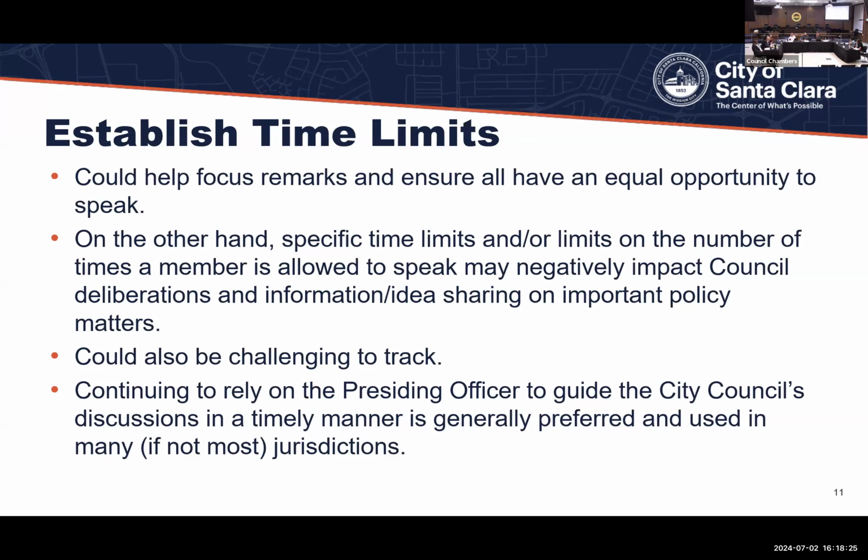The alternative to that, and really what I think most jurisdictions follow, is just continuing to rely on the presiding officer and their authority to guide city council's discussions in a timely manner. And depending upon the dynamics of the conversation, how late it is, how many people have spoken already, those things can be managed by the presiding officer. Again, subject to overrule by a majority of the council, should that decision be made. So you can have thoughts about time limits. There's pros and cons. We talked about that before, and I wanted to present it again.